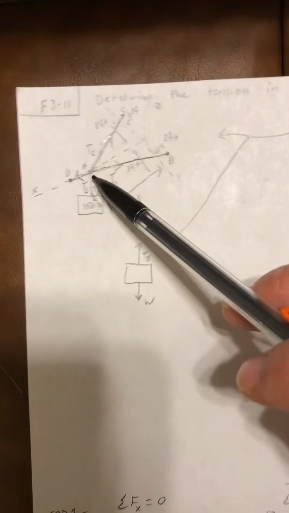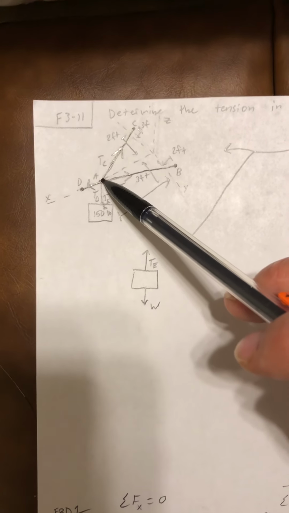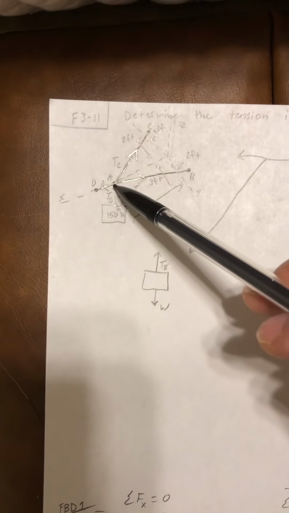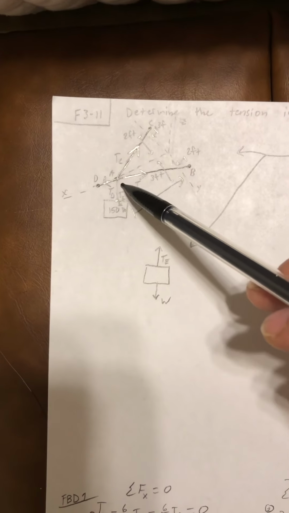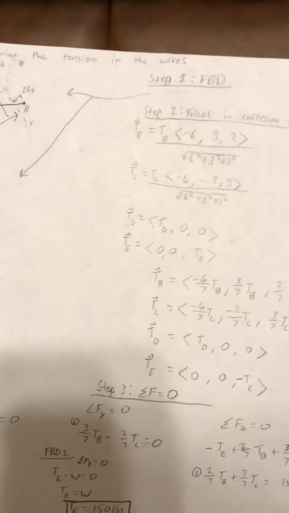here to do that. So I have TC going this way, TB going this way, TD going this way, and TE going this way. And so the first step is to put the forces into Cartesian coordinates.